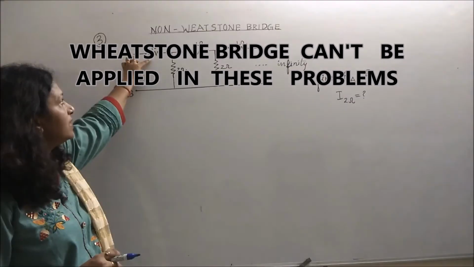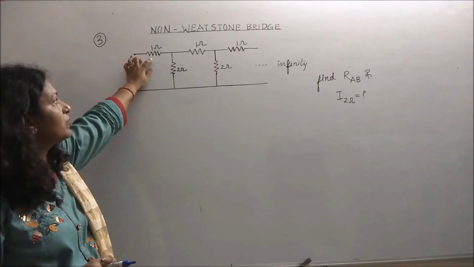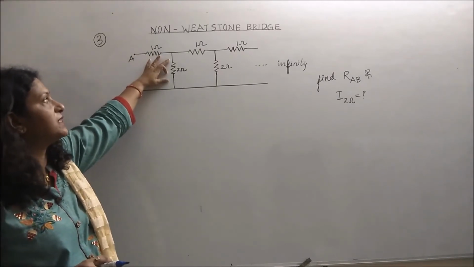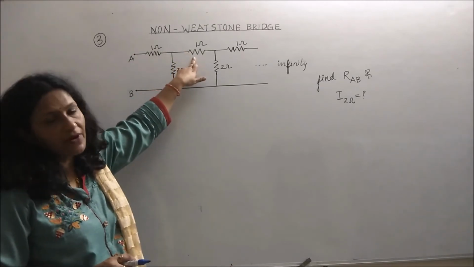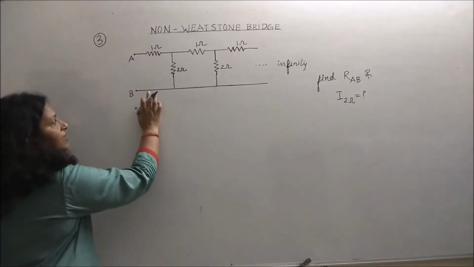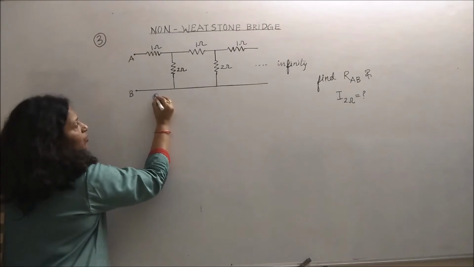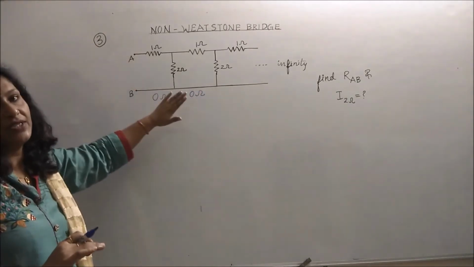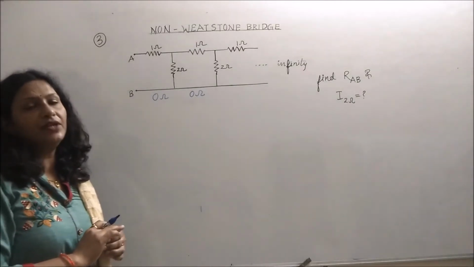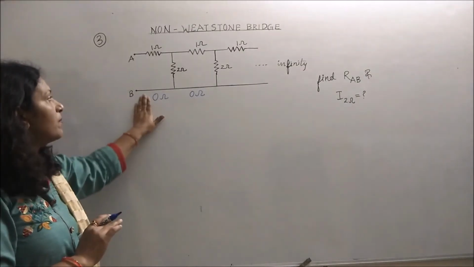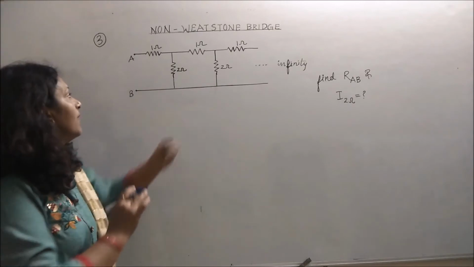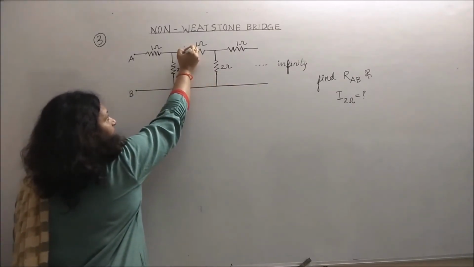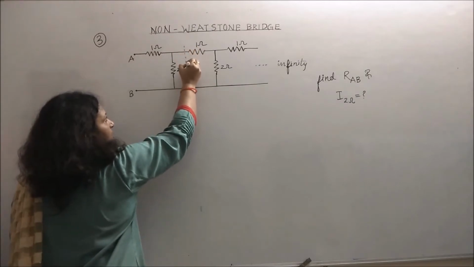So let us start. You can see here one resistance of 1 ohm, and 2 ohm as an intermediate resistance is present. In another branch again 1 ohm is present, and in these two branches 0 ohm is present. In such type of cases we can't apply the Wheatstone bridge rule. This problem will be solved by dividing this whole circuit into two parts.